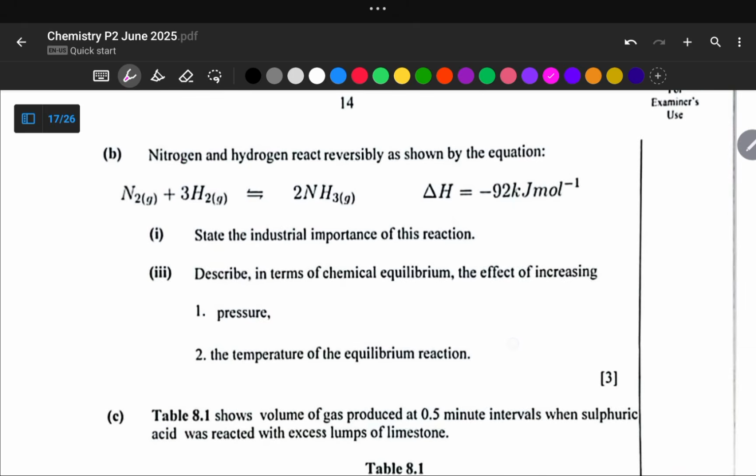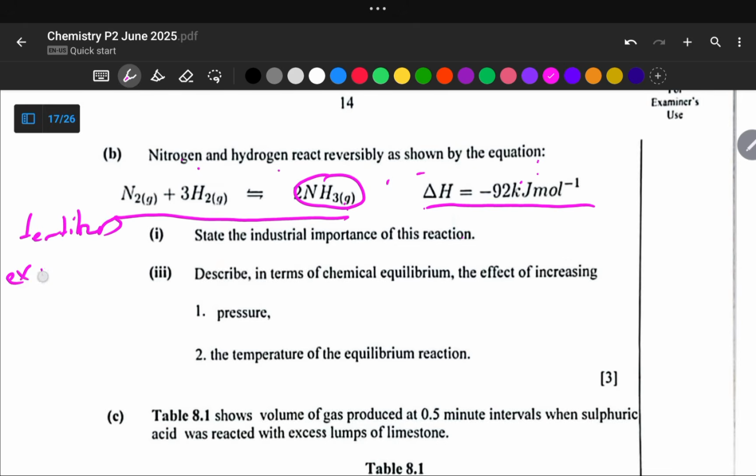The next part says nitrogen and hydrogen react reversibly as shown by the equation. This is the equation, right? And this is an exothermic reaction, as you can see. And then state the industrial importance of this reaction. So we are going to produce ammonia, so you should be able to give the uses of ammonia. Ammonia is used in the manufacturing of fertilizers, explosives and other chemicals, right?